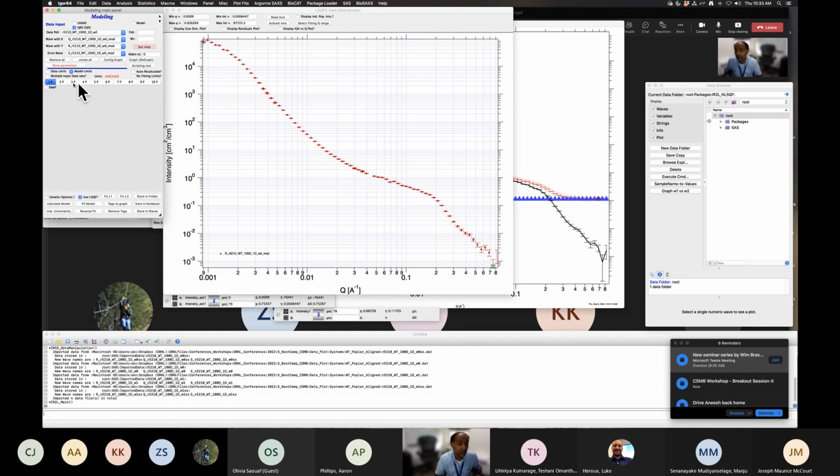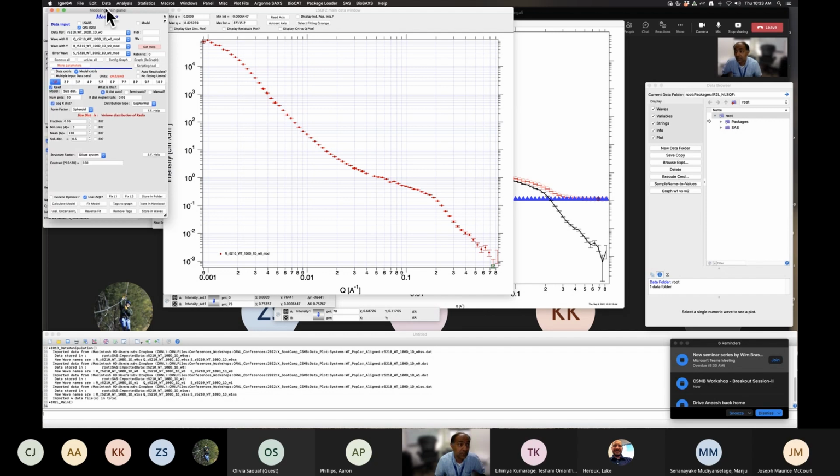Then we go to model. Under models, there are many different populations you can have. So let's go with the first population. I clicked on use. And now it gives you options of choosing between size distributions, unified fit, diffraction peak, or mass fractal, surface fractal. The first thing is to fit, let's say this is the cylinder here. So we want to fit some kind of a cylinder function here.